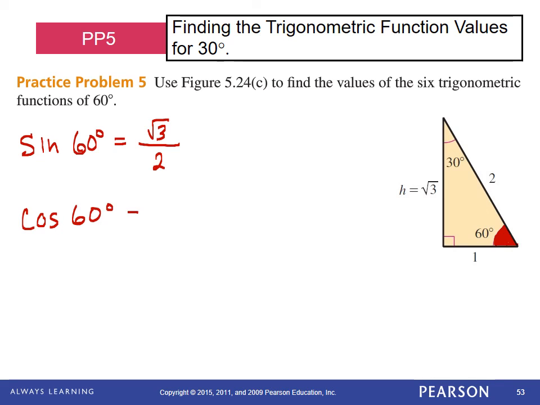Cosine 60 degrees. This would be, let's see, adjacent over hypotenuse, or just 1/2. Tangent 60 degrees. This is going to be opposite over adjacent, so opposite of root 3. Adjacent is 1. At this point, let's not even write it down. There's no point to write it down because it's just going to be 1, so it'll be still just square root of 3.